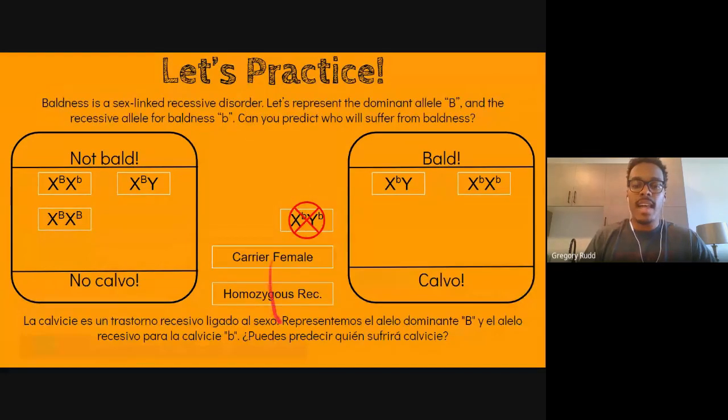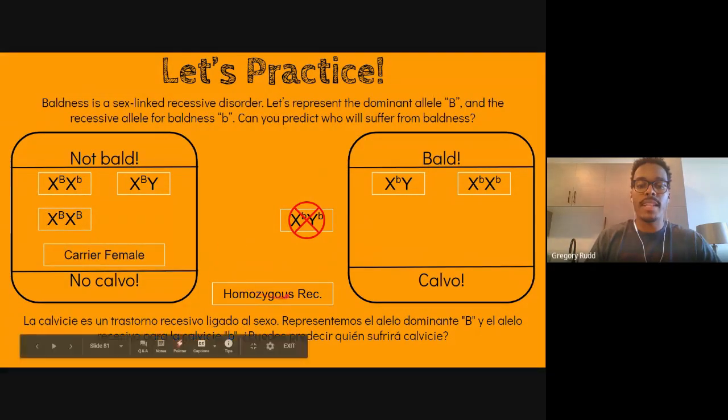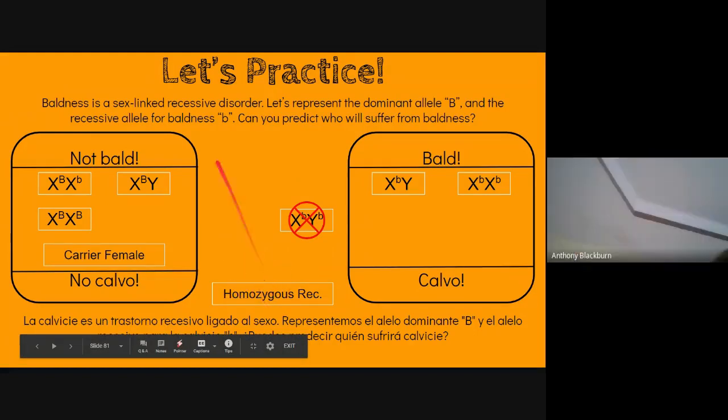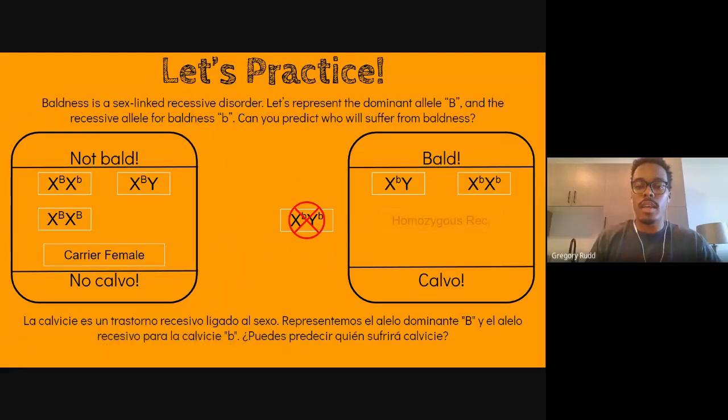All right, let's knock these last two out. A carrier female. Is a carrier female bald or not bald? Thank you, Fanique. Carrier female is not bald. And what about a homozygous recessive person? Homozygous recessive. They are going to be bald. Yes. In fact, here's the homozygous recessive person right here.